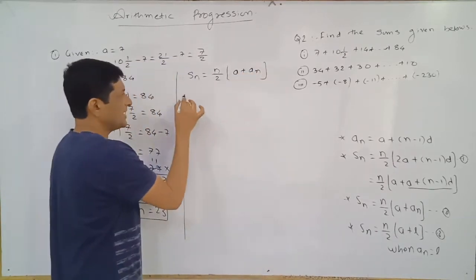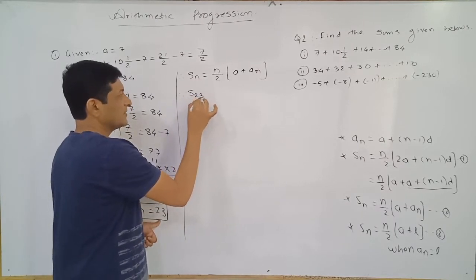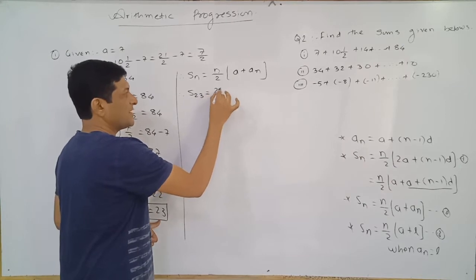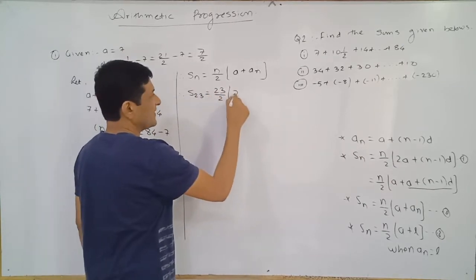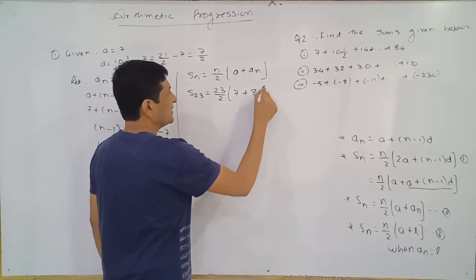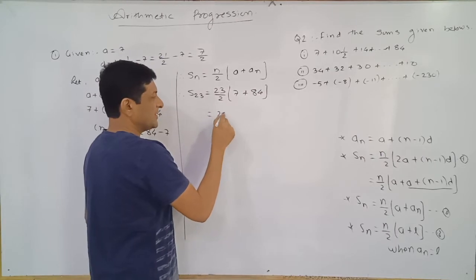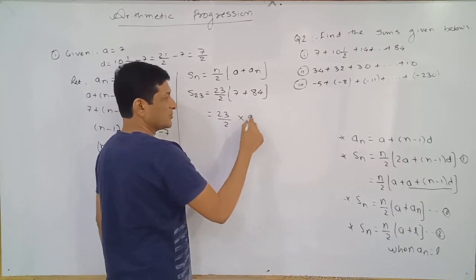So substitute the values. Therefore n is equal to 23. On this side also replace n by 23 upon 2. What is the value of a? 7, plus an is equal to 84. So which is equal to 23 upon 2, keep it as it is, 84 plus 7 will be equal to 91.